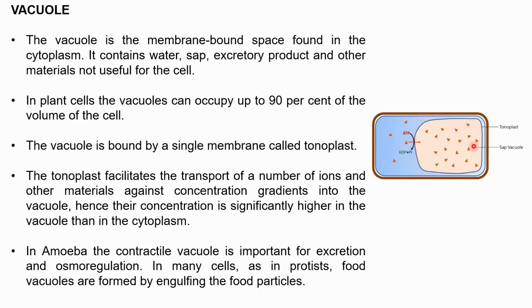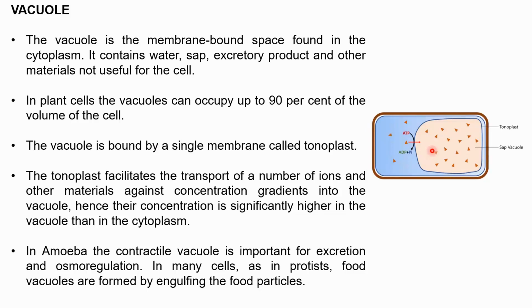In this diagram, this is the vacuole which is surrounded by a blue colored line, the membrane known as the tonoplast. The tonoplast helps in maintaining the osmolarity. If there is an imbalance in the osmolarity outside of the vacuole and inside of the vacuole, then bursting of the vacuole may take place.